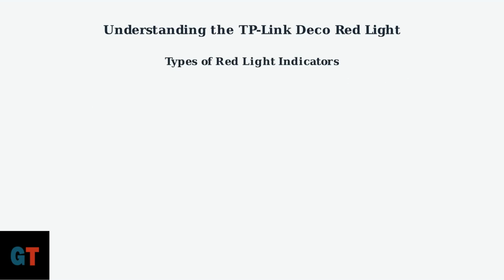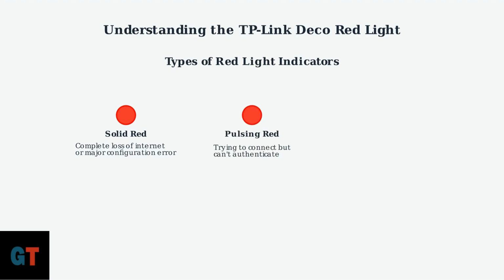There are actually three different types of red light patterns, and each one tells you something specific about what's wrong. A solid red light usually means you have a complete loss of internet connection or a major configuration error. A pulsing red light indicates your Deco is trying to connect but can't authenticate properly or is experiencing signal issues. A flashing red light could mean there's a hardware problem or your device is overheating.